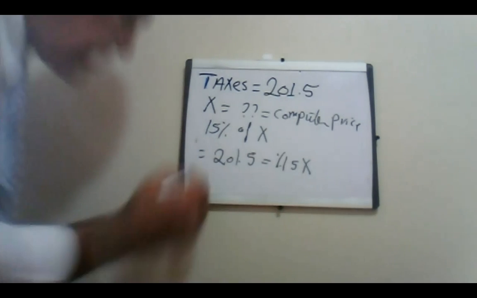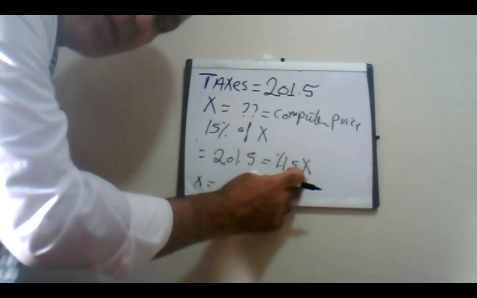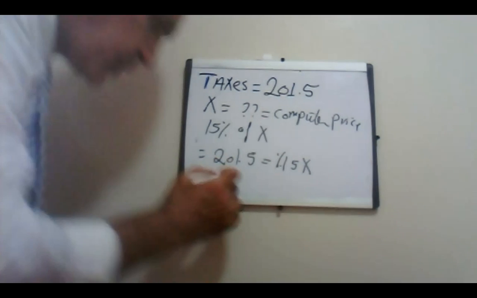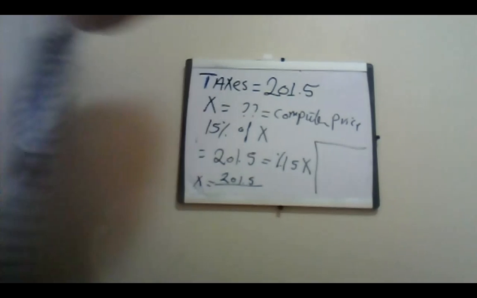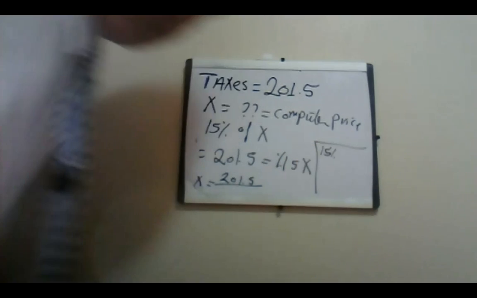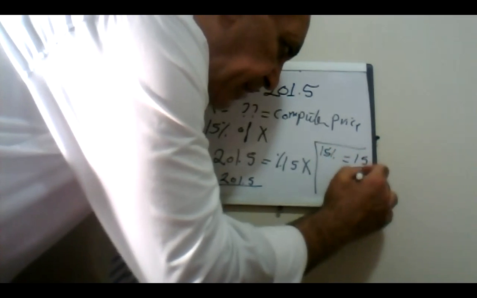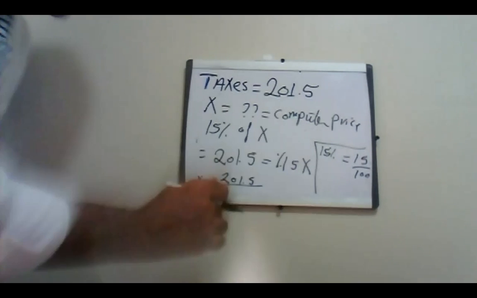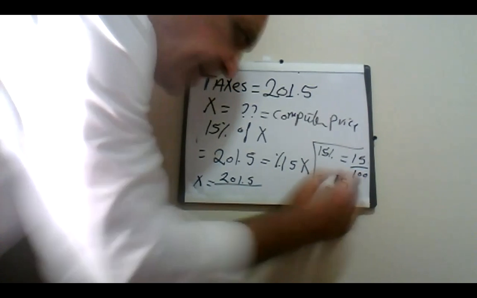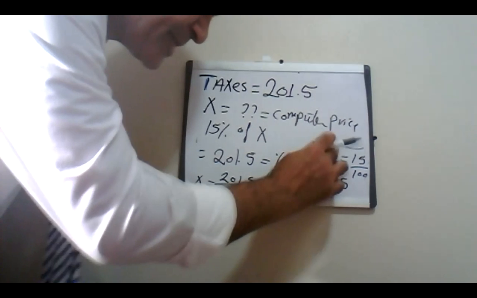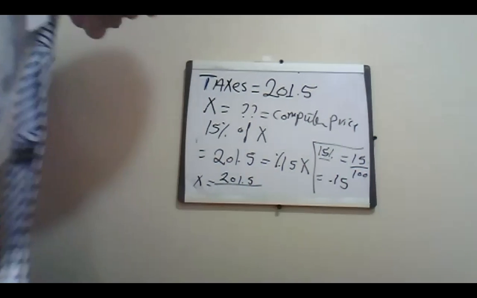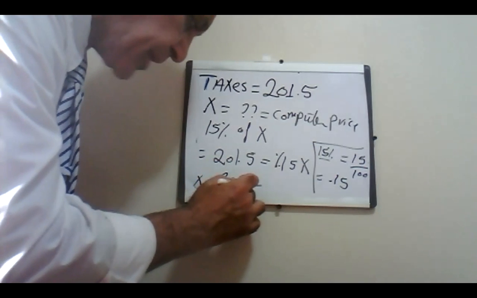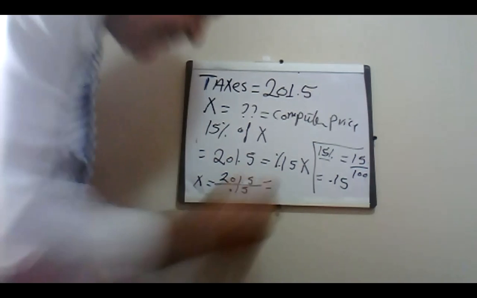What is X? We said X will be the far divided by the closer. Then X will be 201.5 divided by 15%. Now I know that 15% equals 15 divided by 100, which equals 0.15. All are the same. Then I will divide this by 0.15. That will give me the result of the example which you have here.